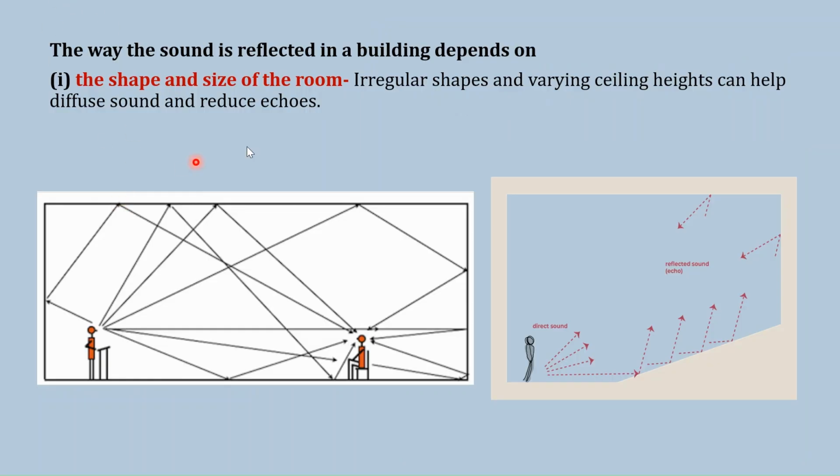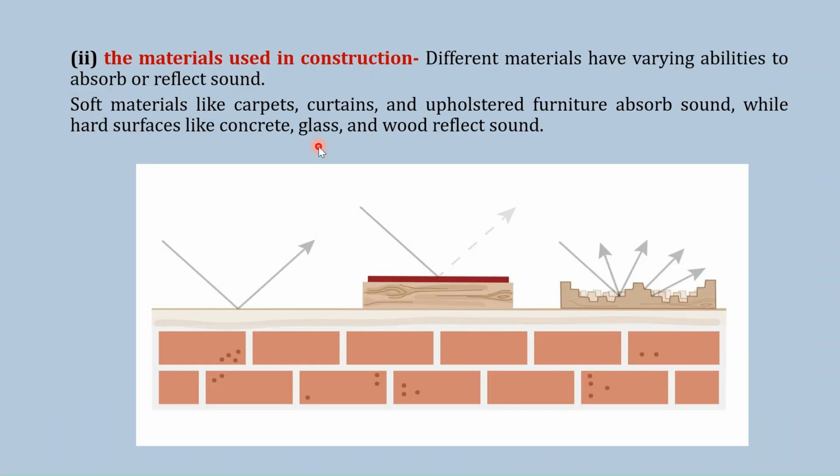And the amount of reflection in a particular room or building depends on the shape and the size of the room. The room may be square, it may be rectangular, it may be a small room, it may be a large room. So depending upon the shape and size of the room, the amount of reflection will vary. But designing an irregular shape of the room or varying ceiling height can help us in diffusing the sound and reducing the echoes.